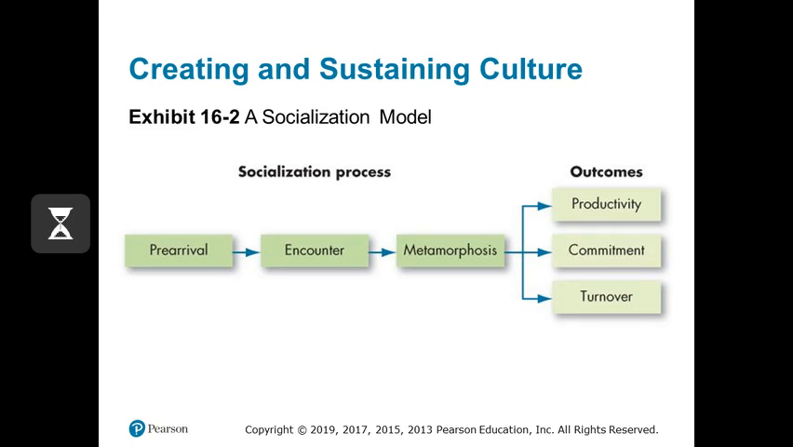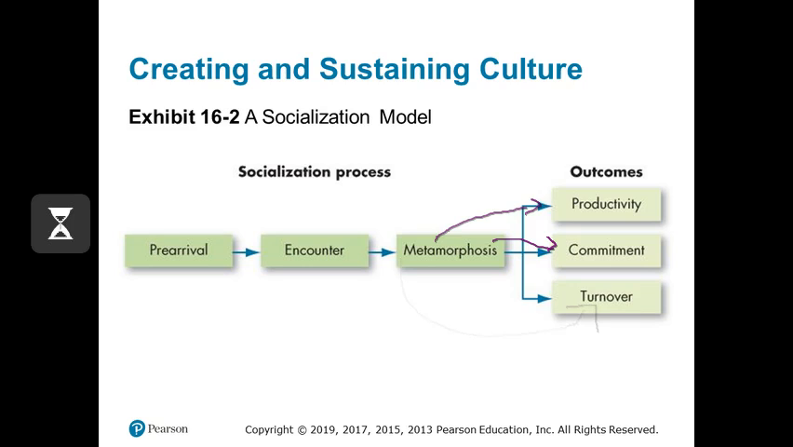And then finally, we have the metamorphosis stage. This is where the employees start to adapt to the culture and embrace the culture for what it is. Now, what can happen here is that instead of going through a metamorphosis where we adapt, we can end up over here at this outcome of turnover. That's a little bit problematic, obviously. However, if our employees do adapt and they adapt well, then they'll be more productive and they should have stronger commitment.